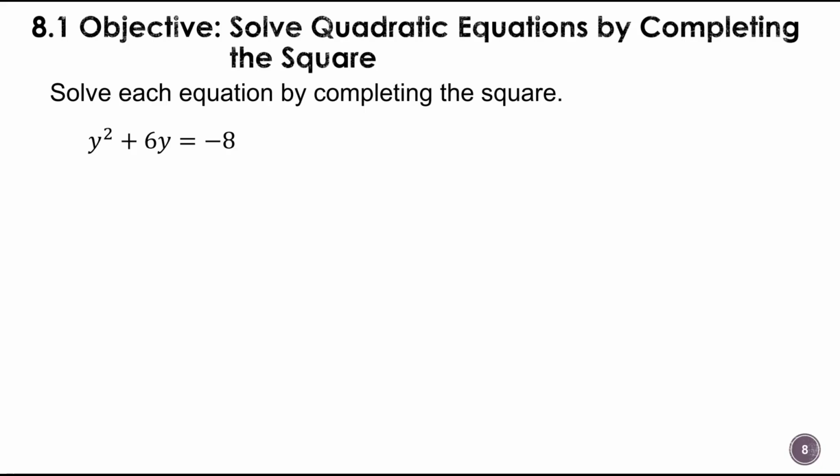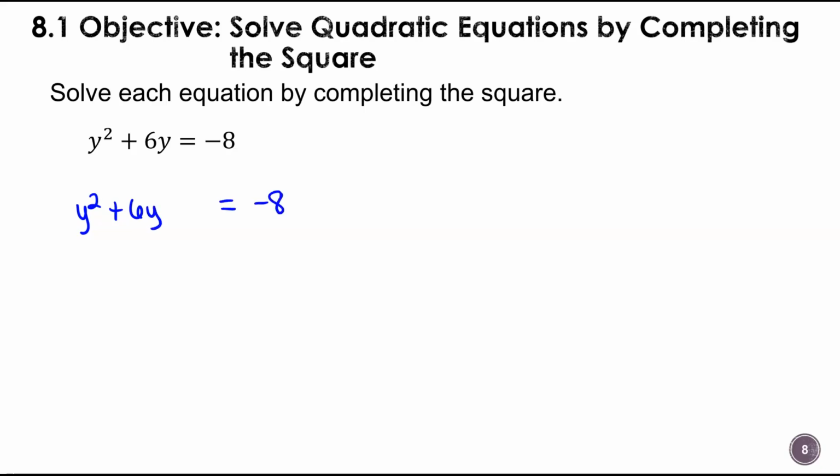In this example, we're going to solve this equation by completing the square. What I taught you in the previous part of this lesson will help you get through this part. Now, we are going to scoot this over. Here, I'm going to use a different color. So y squared plus 6y equals -8.